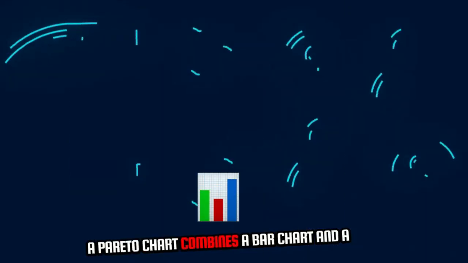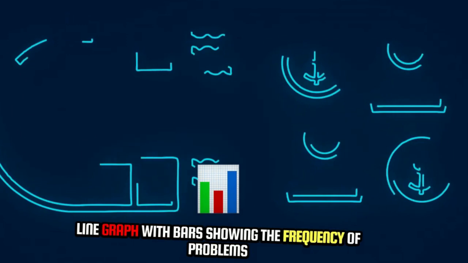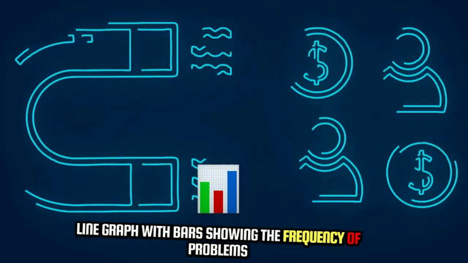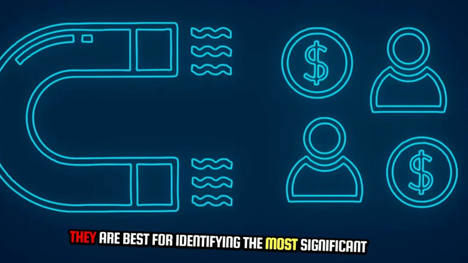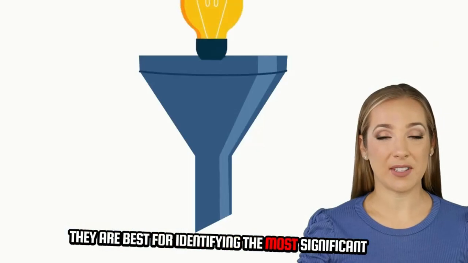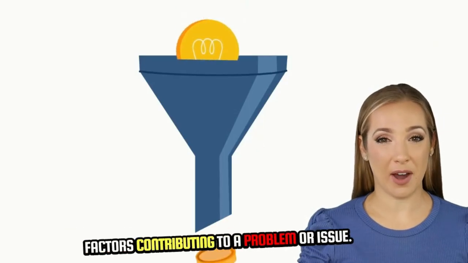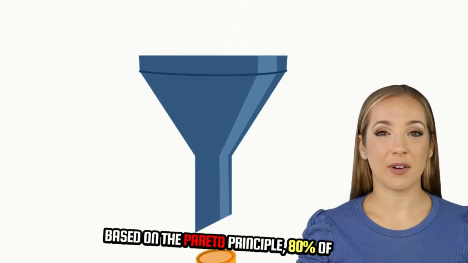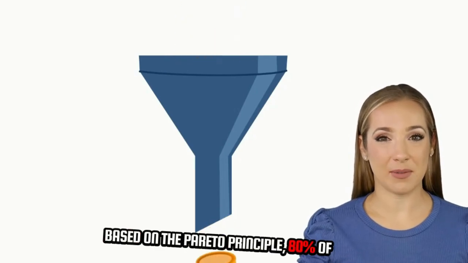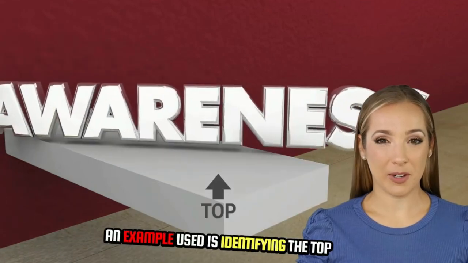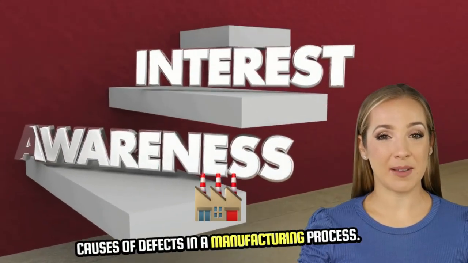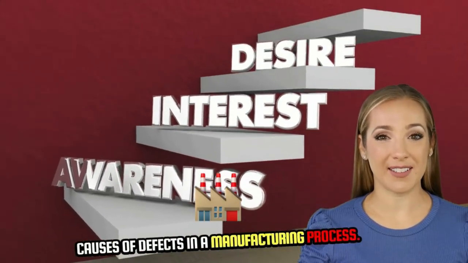A Pareto chart combines a bar chart and a line graph, with bars showing the frequency of problems and the line representing the cumulative total. They are best for identifying the most significant factors contributing to a problem or issue, based on the Pareto principle: 80% of effects come from 20% of causes. An example use is identifying the top causes of defects in a manufacturing process.